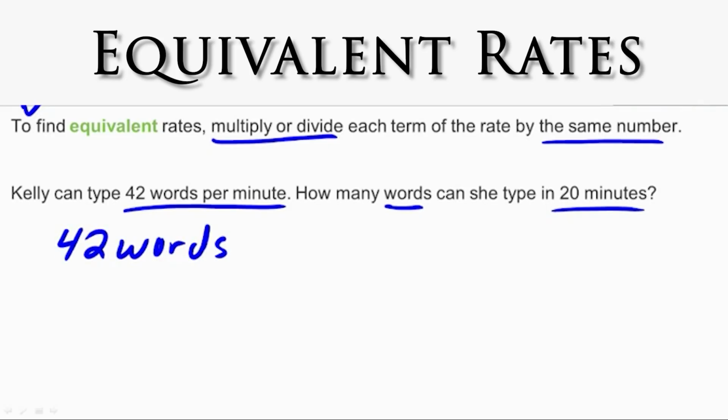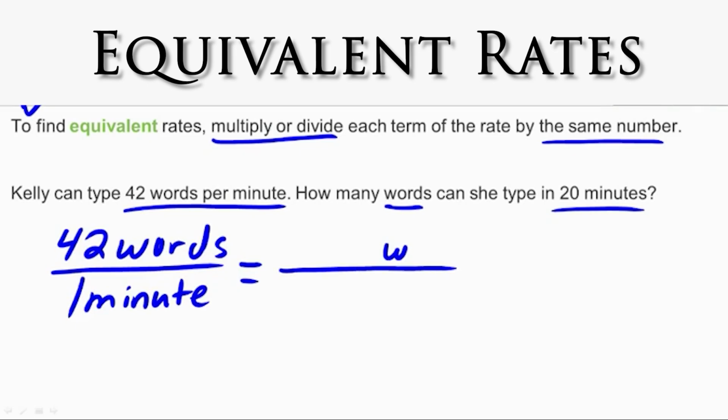So that's 42 words in 1 minute. That's what she can type. That's what we know. We're trying to figure out how many words she can type in 20 minutes. You'll notice that I set up this ratio on the right side the same way I set it up on the left side. We have words on top and minutes on the bottom.